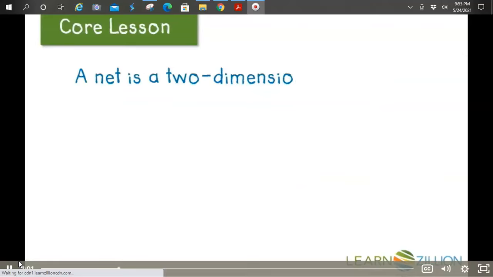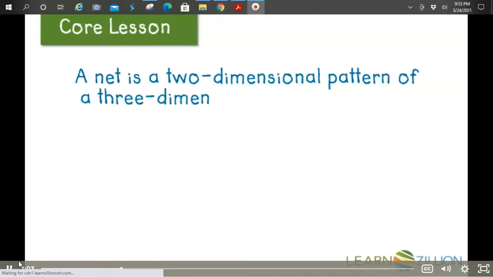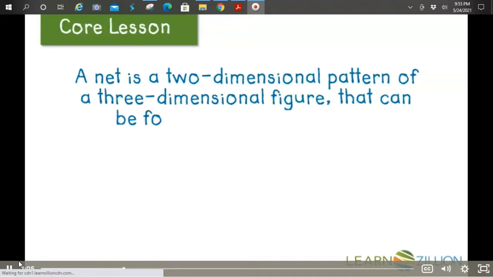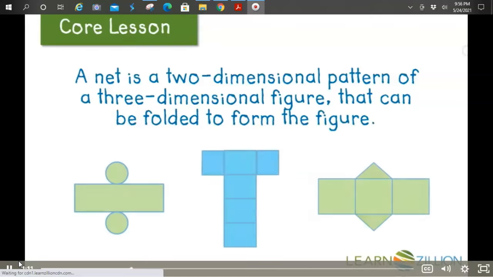Okay, we're going to jump into the core lesson, and we're first going to define what a net is. And a net is a two-dimensional pattern of a three-dimensional figure that can be folded to form that figure. So right here you see three different nets, and we're going to be exploring these over the course of the lesson.